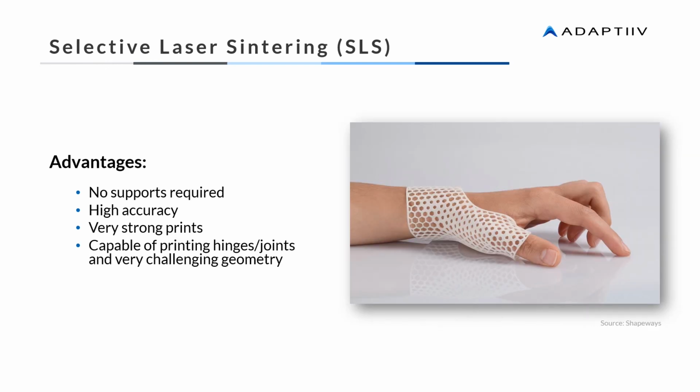Now, let's talk about some of the advantages of SLS printing. Because this technology has the model completely submerged in the material throughout the print, this technology does not require any supports. SLS printing is known for its highly accurate technology and tight tolerances. In addition, it primarily uses a nylon-based material which has robust mechanical properties. It's capable of printing parts with hinges and joints and can print very challenging geometry.